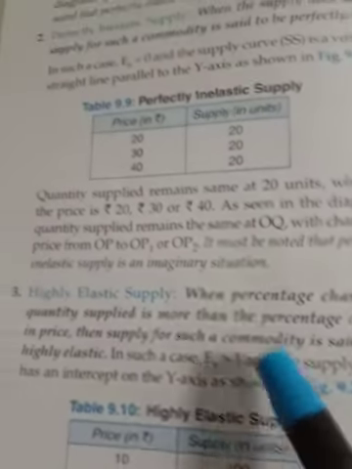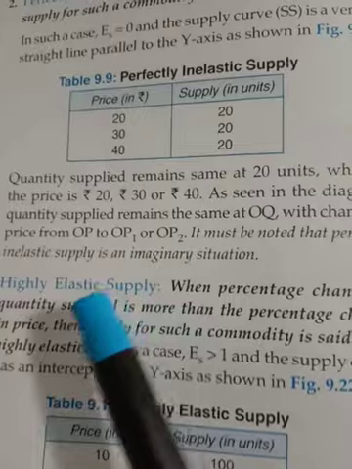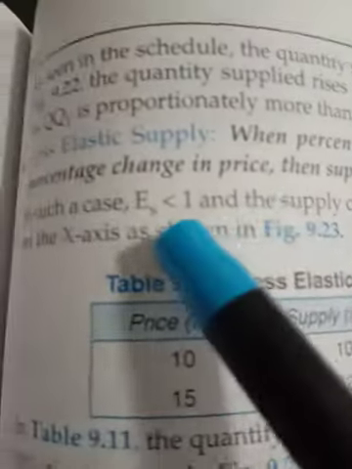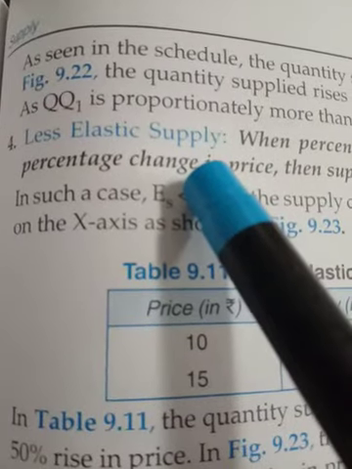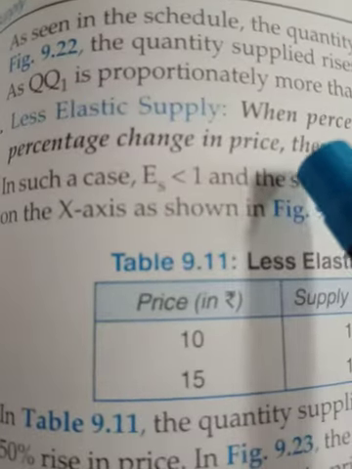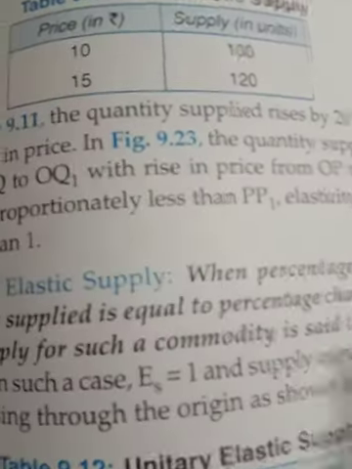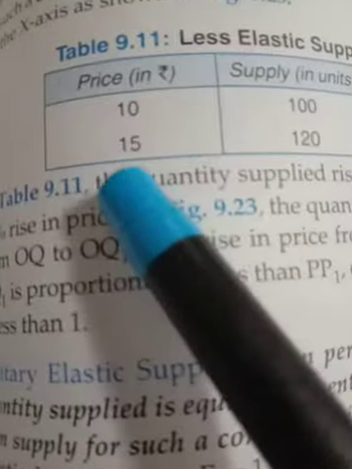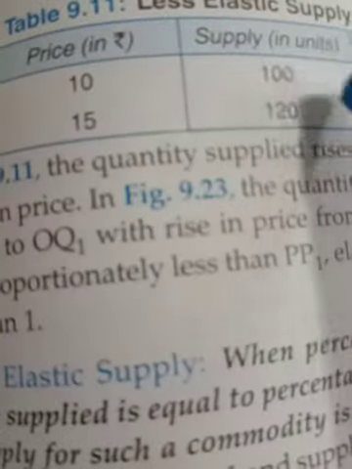And when elasticity of supply was more than 1, it is also known as highly elastic or elastic supply, you can call. And when elasticity of supply is less than 1, then it is less elastic supply, or you can say it is an inelastic supply. So here the table also shows that if there is more change in price, then supply is less responsive.